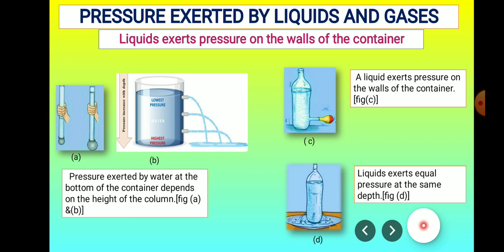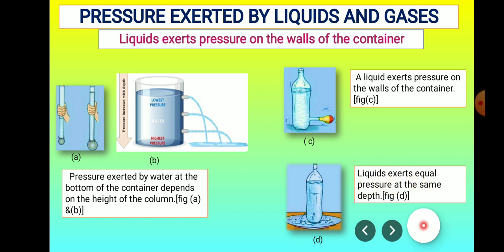In figure C, a bottle is there in which a side hole is made and a balloon is attached to it. We see that the balloon bulges out, and this shows that a liquid exerts pressure on the walls of the container. In figure D, again a bottle is there and in that the holes are made at the same depth. We see that the water from each hole comes out with the same pressure. So this shows that the liquid exerts equal pressure at the same depth.